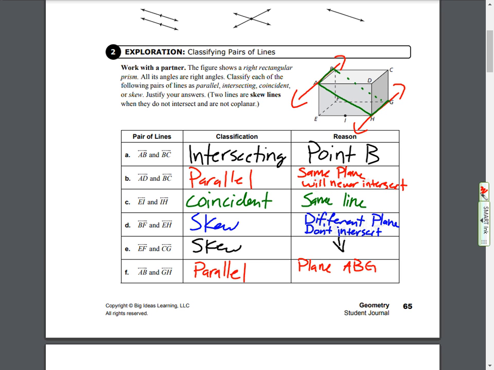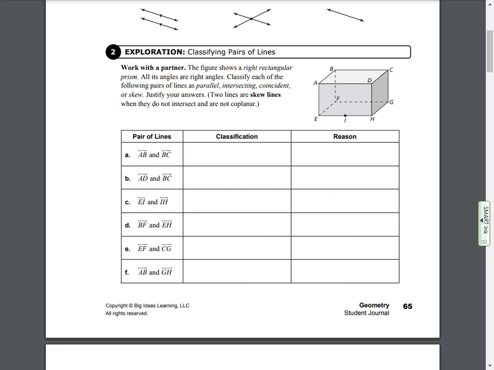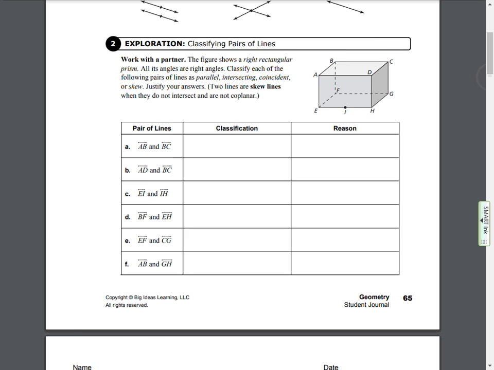Plane ABG. That's what I just created with the green lines there, what I cut in half. Plane ABG, so they're on the same plane, and they don't intersect. Okay? I'm going to move on to the next part. I'm going to erase this.